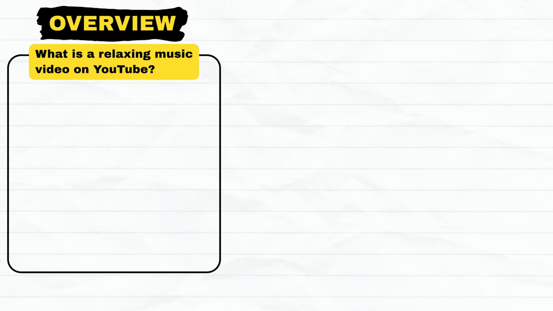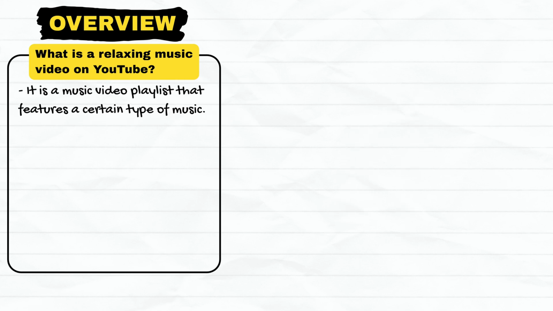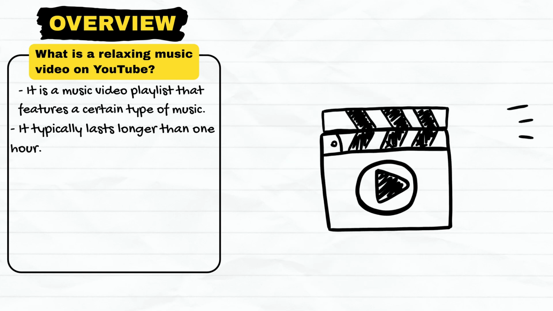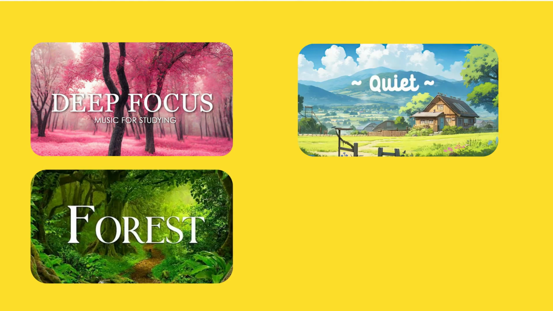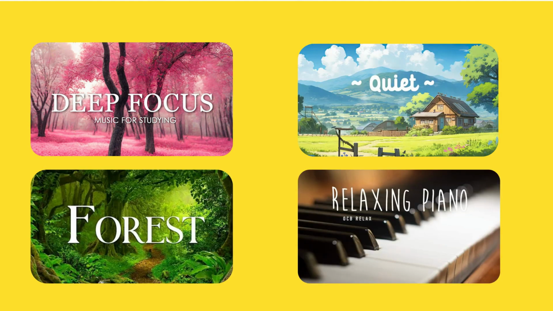Now let's go over some overviews. What is a relaxing music video on YouTube? It is a playlist music video that features a certain type of music, such as classical, lo-fi, Mozart, or piano. The videos typically last longer than 1 hour. You may have seen these types of videos recommended all over the platform.